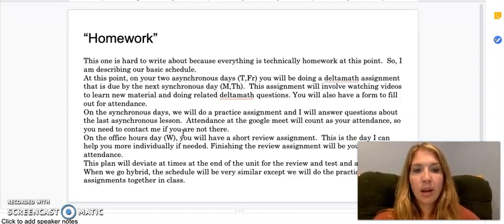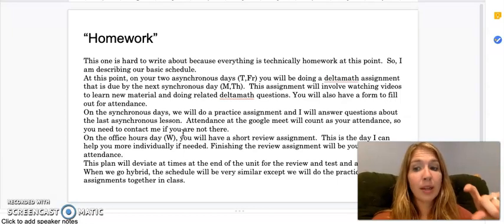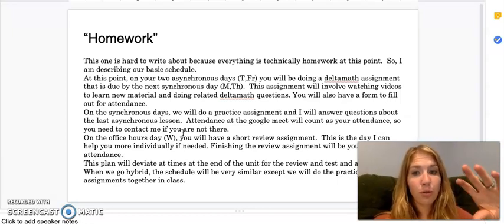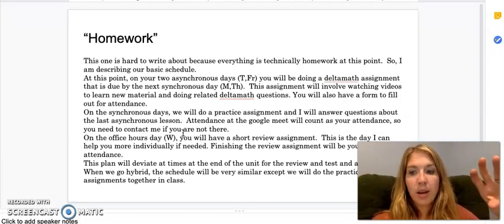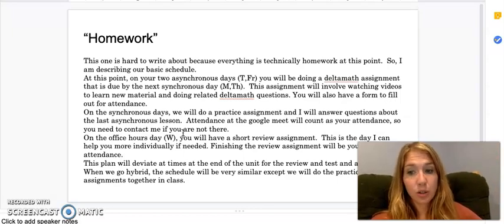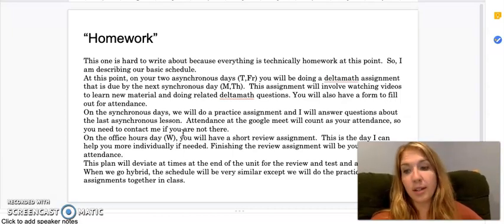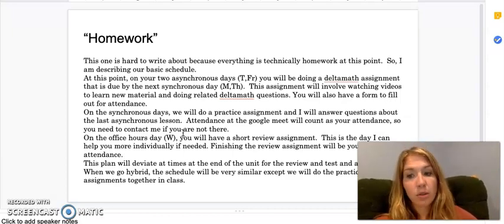The last day, on the office hours day, which is Wednesday, you will have a short review assignment. And when I say short, I mean really short, like 3 to 5 questions maybe. It's going to be your attendance, you have to get that assignment done before 2:15. So we're keeping it super short because we understand that if 8 teachers gave you a long assignment, you couldn't handle having to get it done that day. So it's just something really quick, kind of like an attendance, remembering a couple things from the unit.